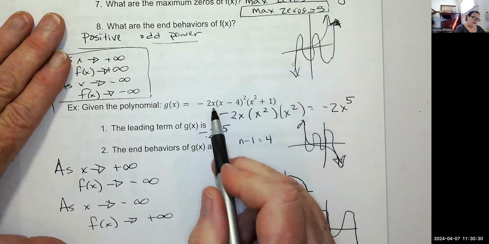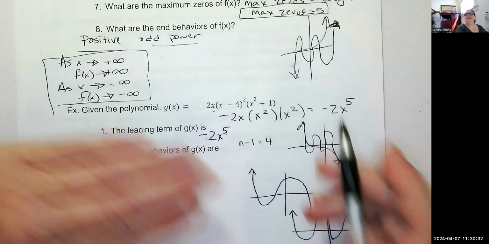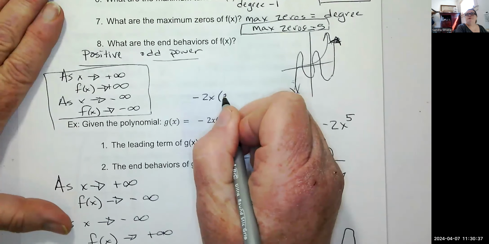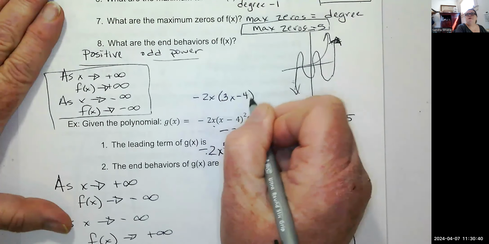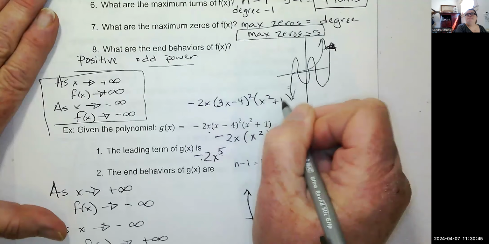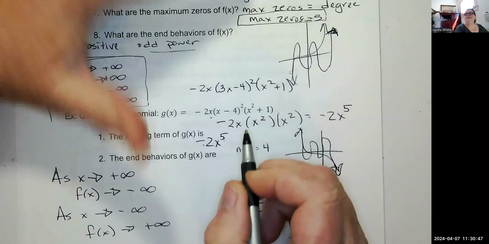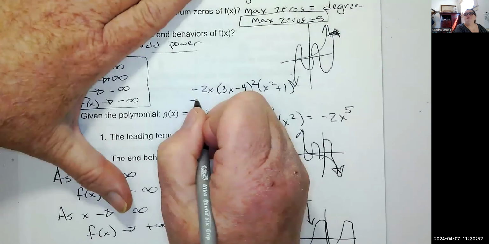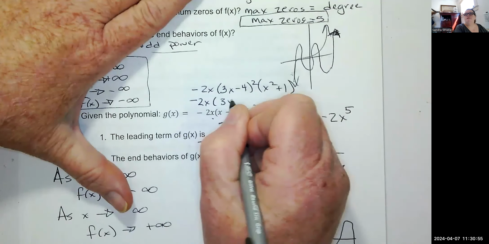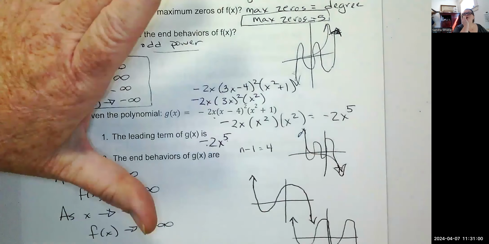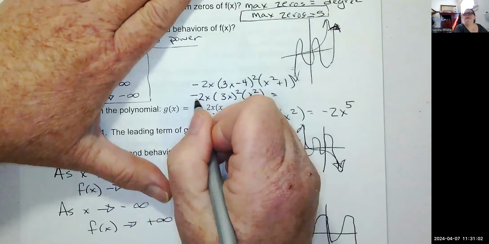Oh, I wanted to go back and do that other one real quick. Say instead I had negative 2x and then, let's go with, (3x minus 4) squared, and then (x squared plus 1). The part that people missed here is they did not keep 3x together. So your leading term would be negative 2x, 3x squared, and then x squared. It's the highest value you could possibly have, which is negative 6.